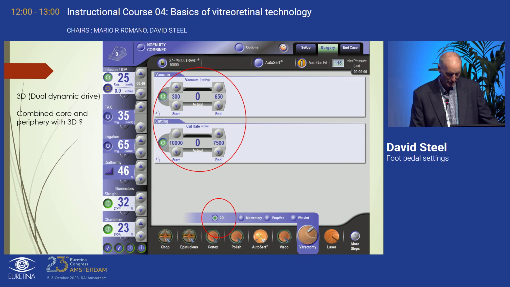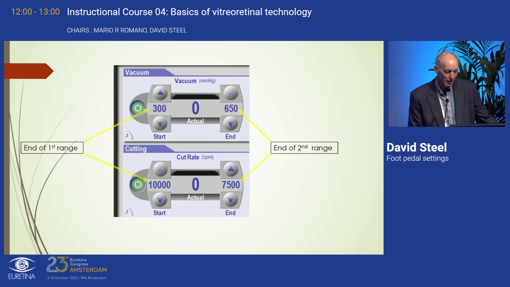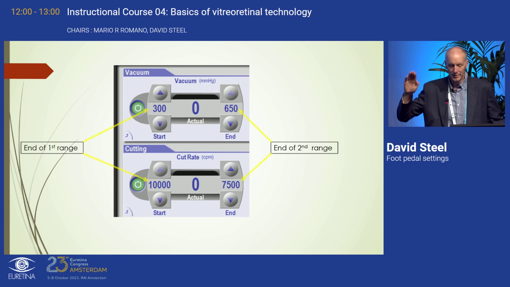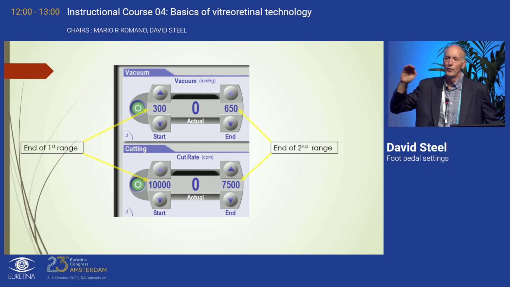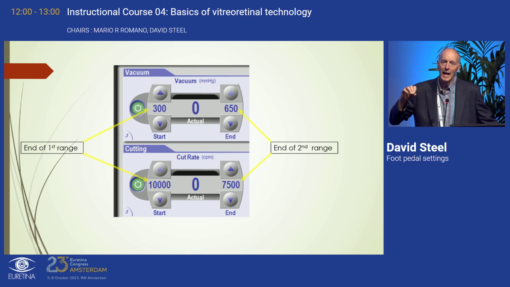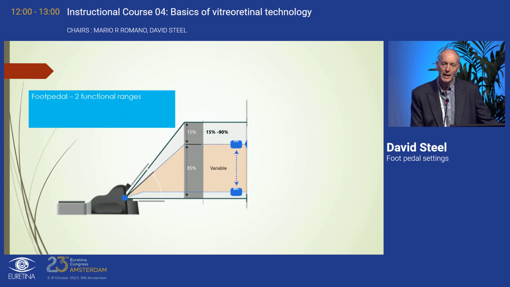And this is a little bit confusing to people, because the first range of settings is the end of your first range of your pedal depression. And the second settings are the end of the second range. And this is because when you go to 3D, you enable a thing called ramping. So you can choose how those two ranges intermingle.